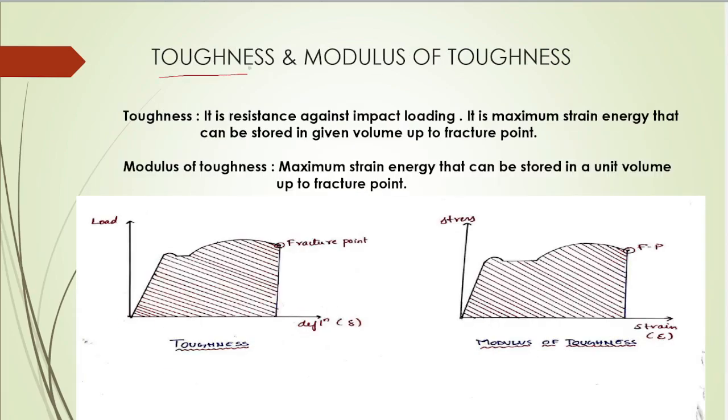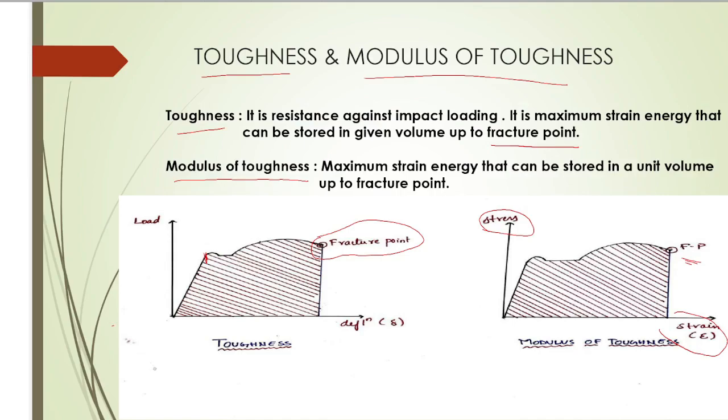Now let's see what is toughness and what is modulus of toughness. Toughness is nothing but the resistance against impact loading. It is the maximum strain energy that can be stored in a given volume up to the fracture point. Remember this: in case of resilience, we consider up to the proportionality limit, whereas in case of toughness, we consider up to the fracture point. In case of modulus of toughness, similar to modulus of resilience, we consider a stress strain curve, and the area up to the fracture point.